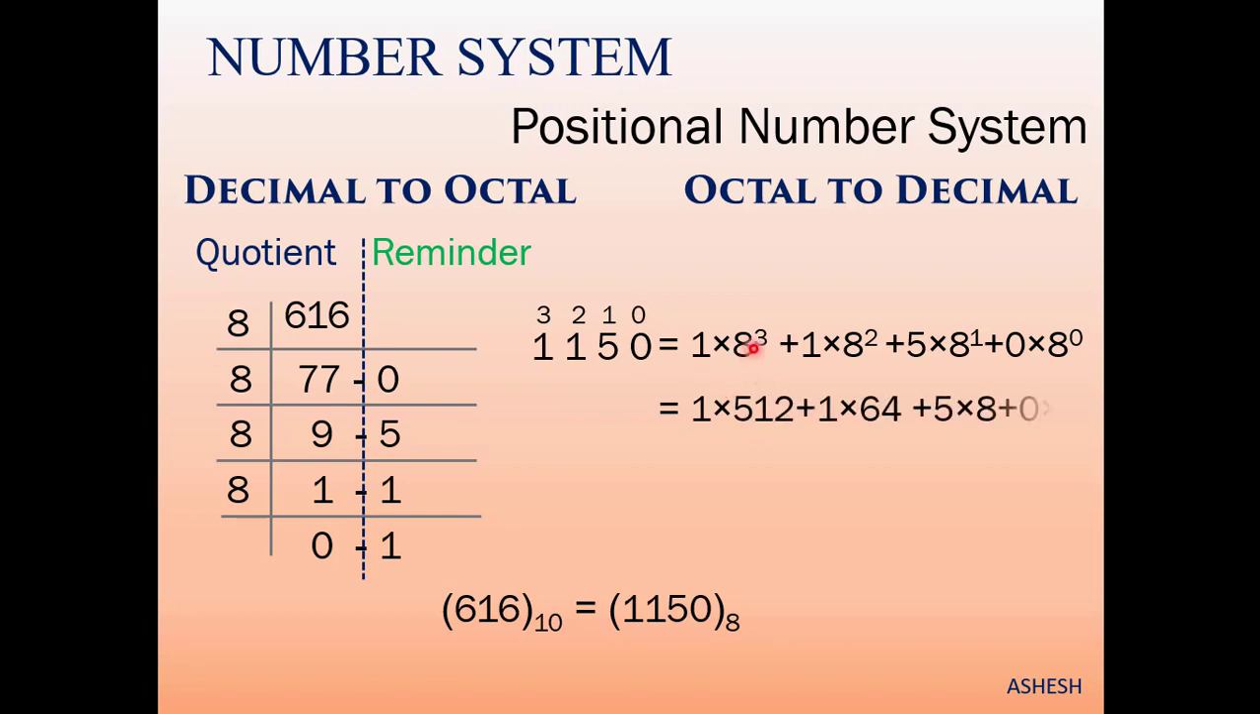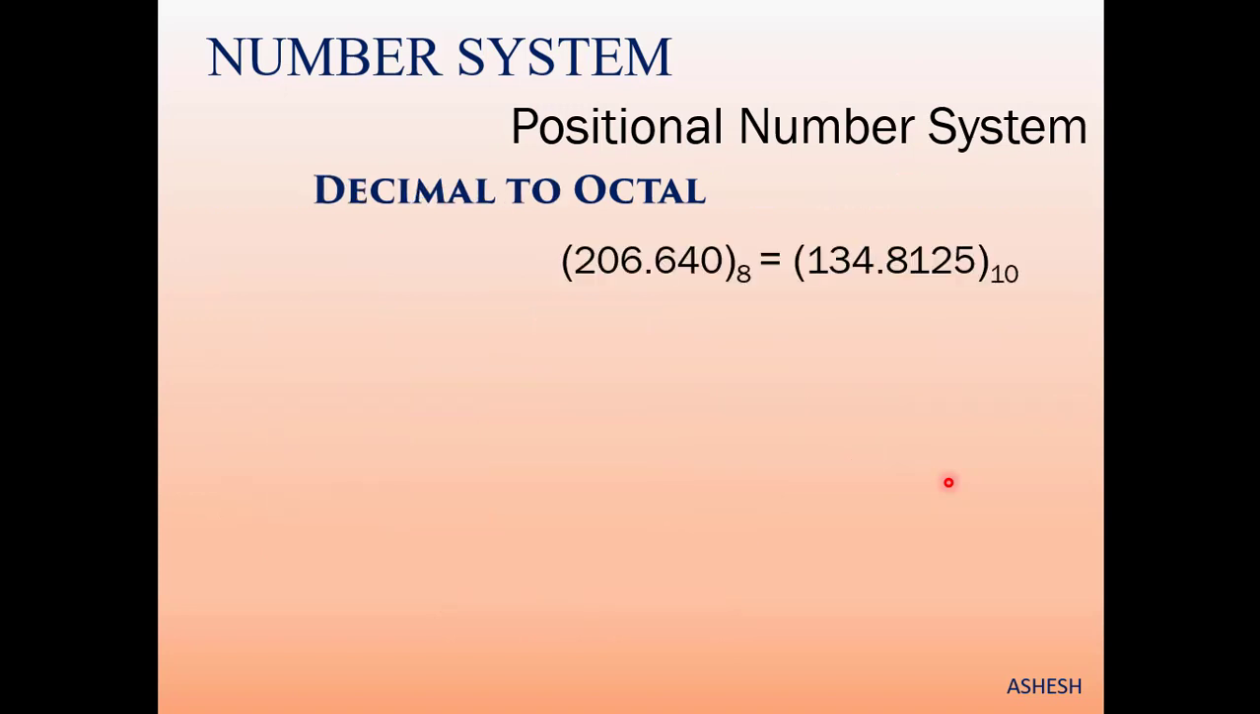We know that 8 to the power 3 equal to 512. 8 square equal to 64. 8 to the power 1 equal to 8. 8 to the power 0 equal to 1. So 512, 64, 40 and 0. Our answer is 616.